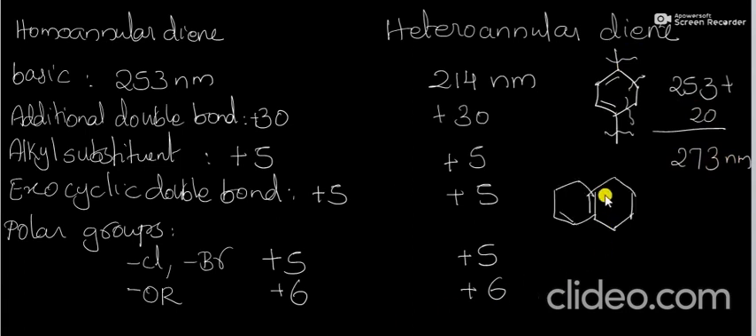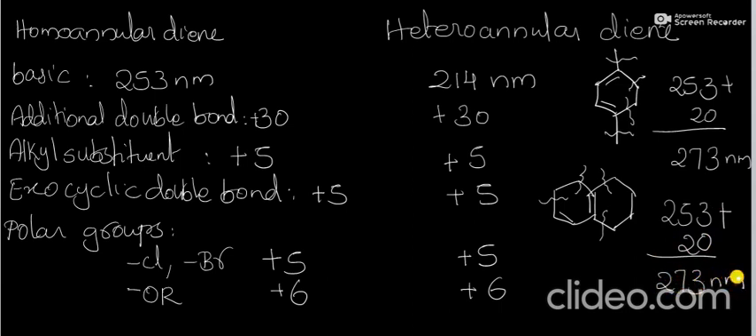This is another example. Here also homoannular diene, and this is ring residue, this is ring residue, this is also ring residue, and this is also ring residue. So total 4 ring residue. So lambda maximum will be 253 nanometer plus 4 into 5, that is 20. Again we get 273 nanometer.